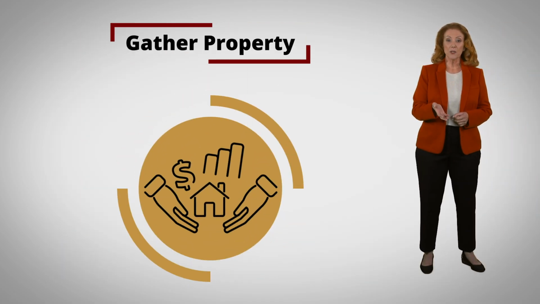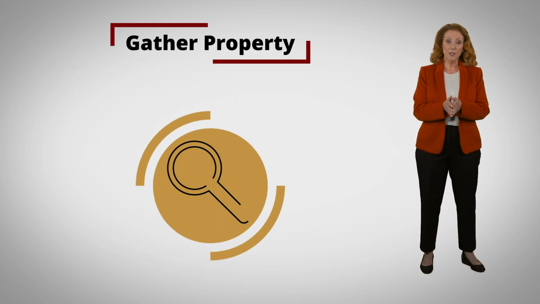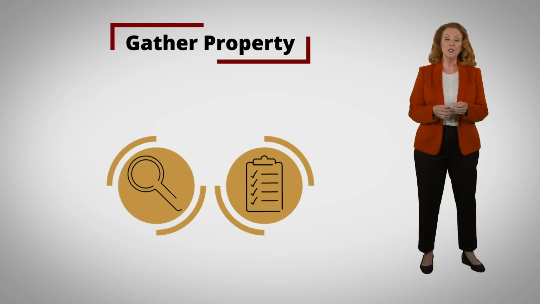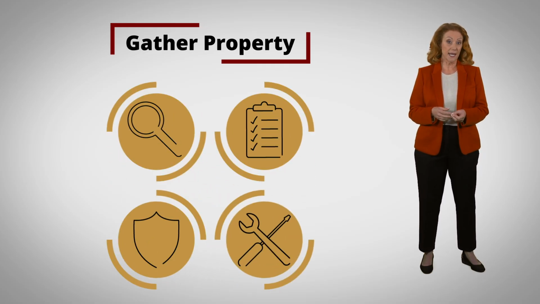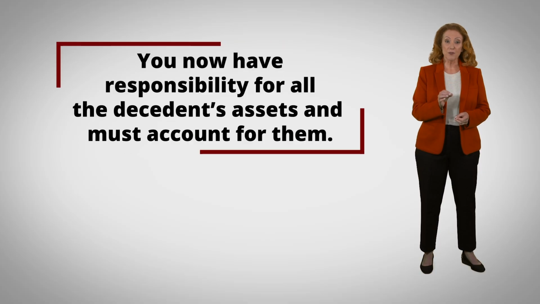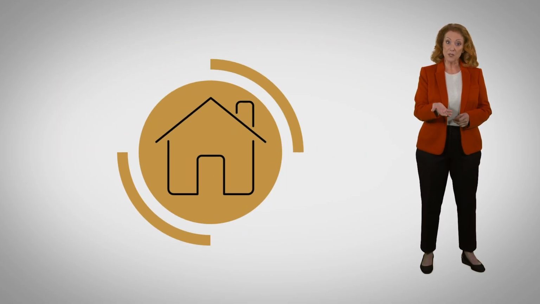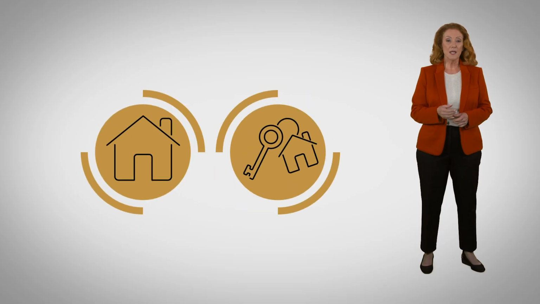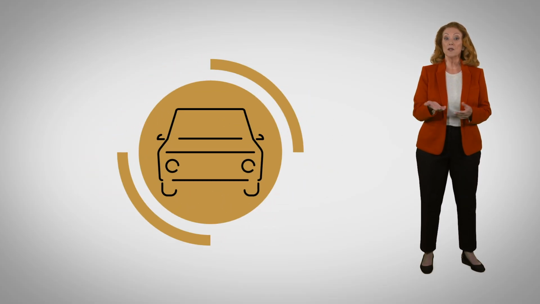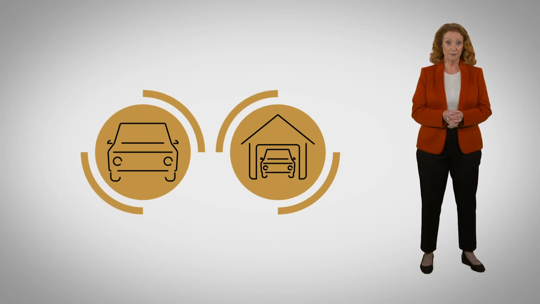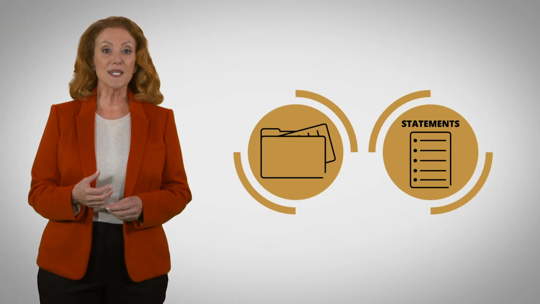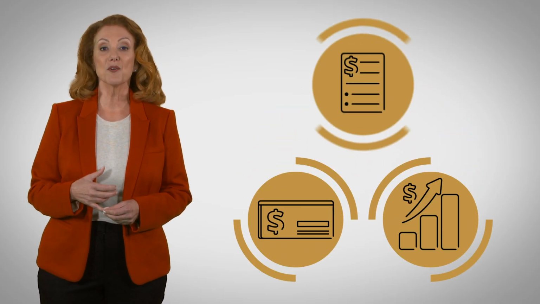Gathering property here means identifying the property and making sure you have what you need to protect and maintain it. You now have responsibility for all the decedent's assets and must account for them. For example, if the decedent owned a house, make sure you have the key. If the decedent owned a vehicle, you should have possession of it. Make sure you have the records and statements for the decedent's bank accounts, investments, and other accounts.